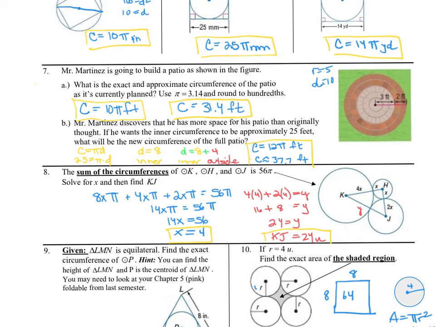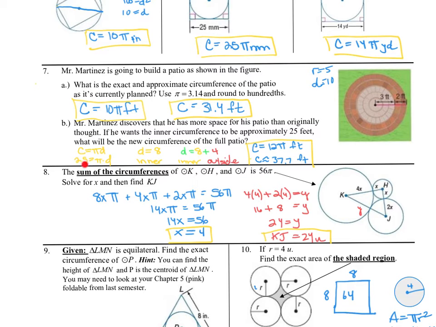Part B, Mr. Martinez discovers that he has more space for his patio than he originally thought. If he wants the inner circumference to be approximately 25 feet, what is the new circumference of the entire patio, of the full patio? So I'm going to start here and say, well, I know that circumference is equal to pi times diameter. And if they tell me that he wants the inner circumference to be 25 feet, I'm going to say that this is 25 circumference, and I am going to solve this for the diameter.